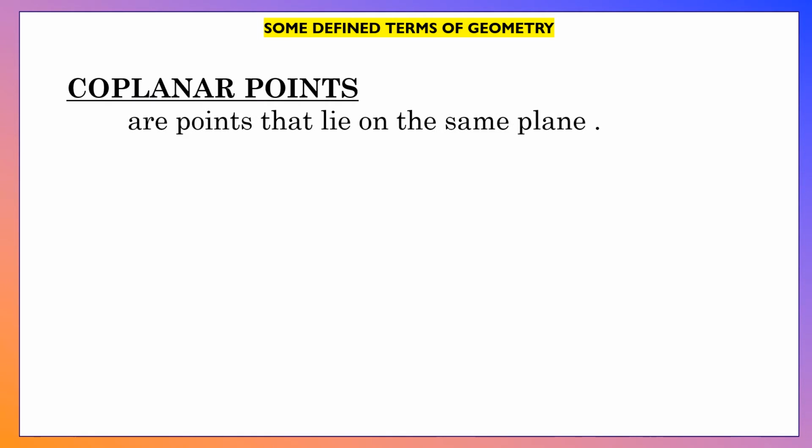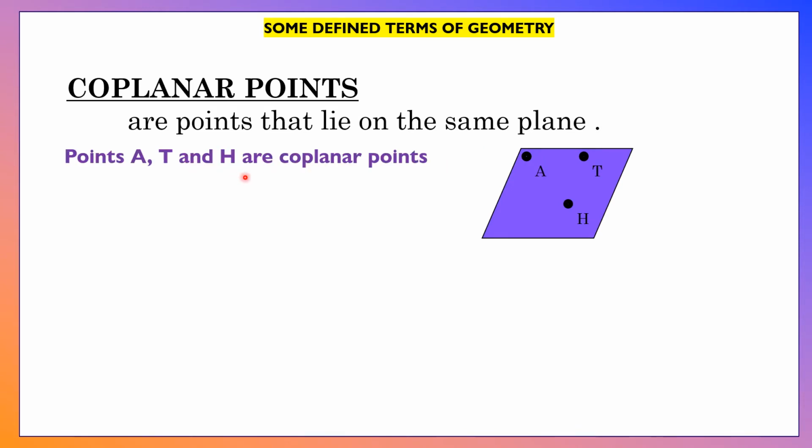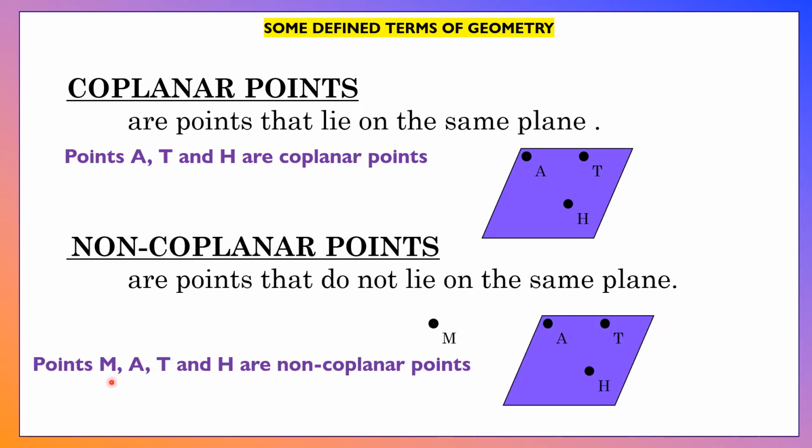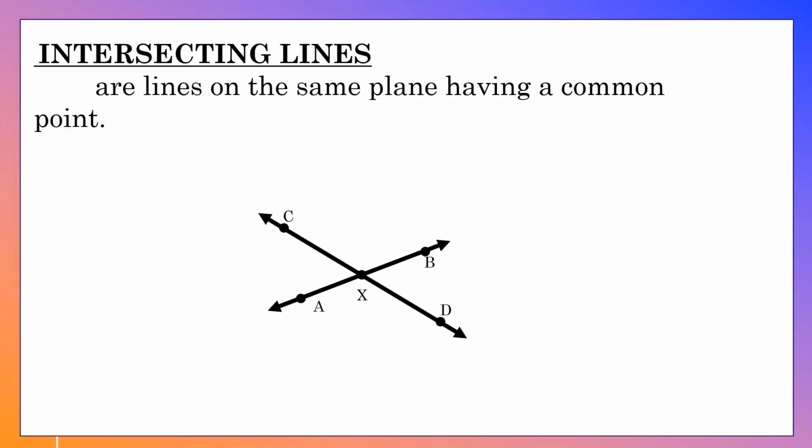Next is coplanar points. These are points that lie on the same plane. So, points A, T, and H are coplanar points. Points that do not lie on the same plane are called non-coplanar points. For example, points M, A, T, and H are non-coplanar points. Next is intersecting lines. These are lines on the same plane having a common point. The common point here is point X. Point X is what we call the point of intersection.